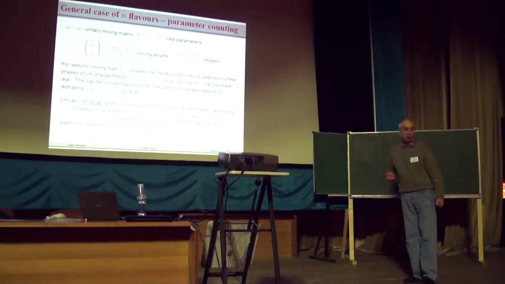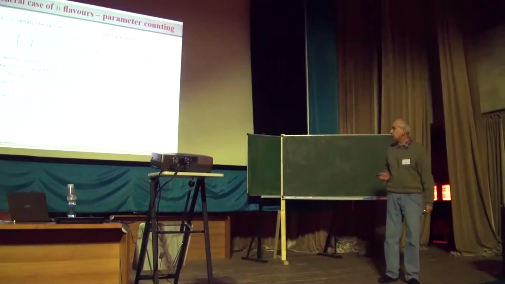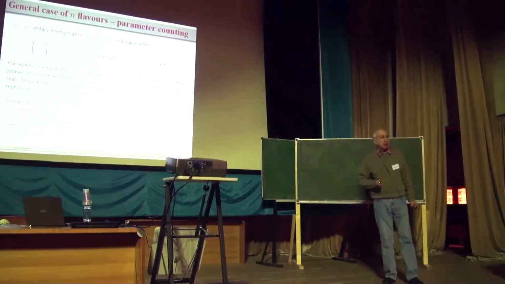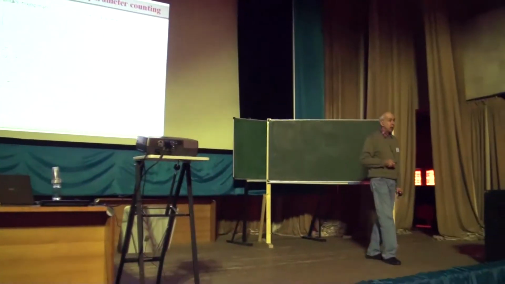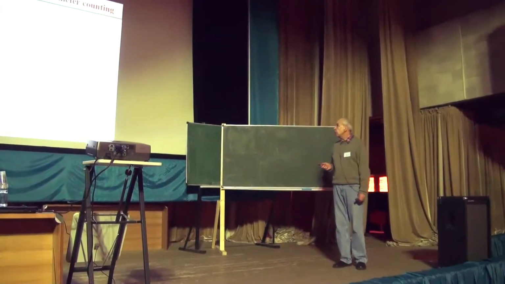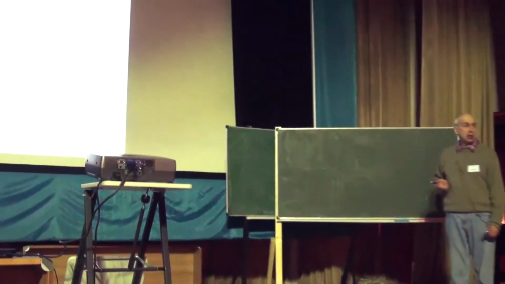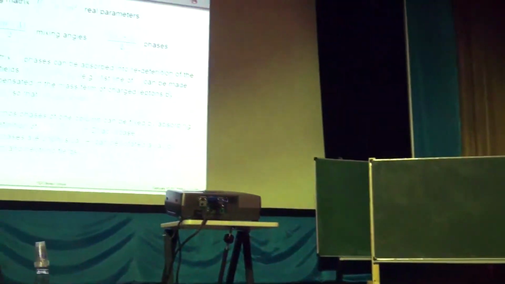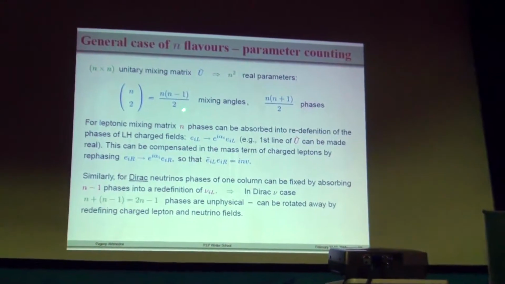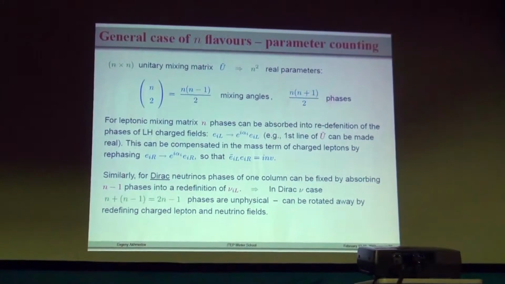case of n neutrino flavors in order to get the idea of what we can expect in the three flavor case. If I have n neutrino flavors, then the leptonic mixing matrix should be a unitary n times n matrix, and the unitary n times n matrix contains n square real parameters. Out of these n square real parameters, n times n minus 1 over 2 are mixing angles, and the rest are the phases, the complex phases.